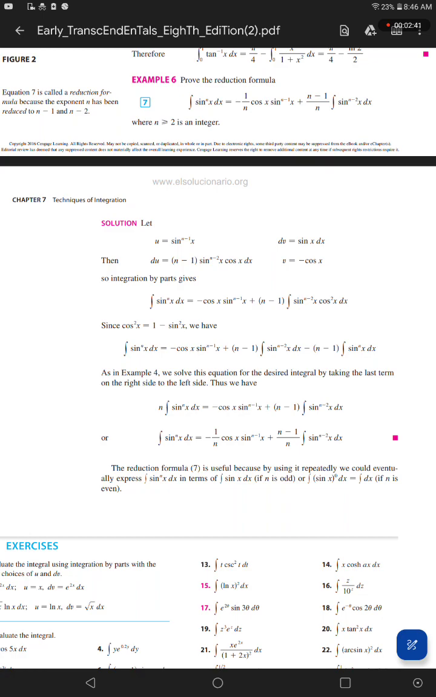Since cosine squared x equals 1 minus sine squared x, we have the integral of sine to the power n x dx equals negative cosine x sine to the power n minus 1 x plus open n minus 1 close, the integral of sine to the power n minus 2 x dx minus open n minus 1 close, the integral of sine to the power n x dx.